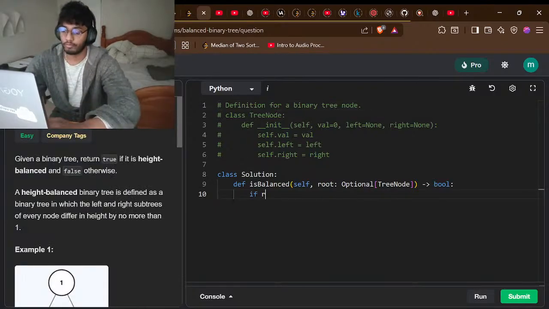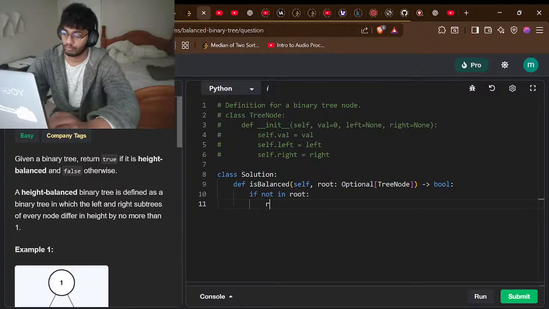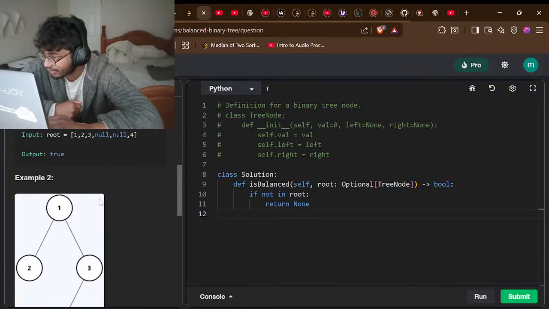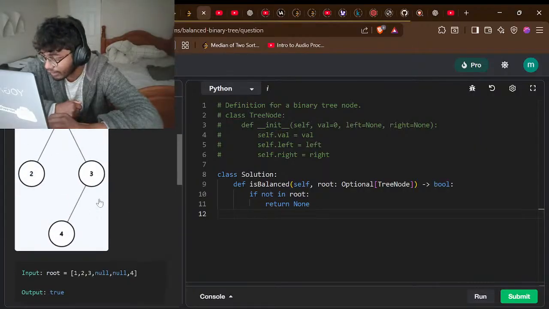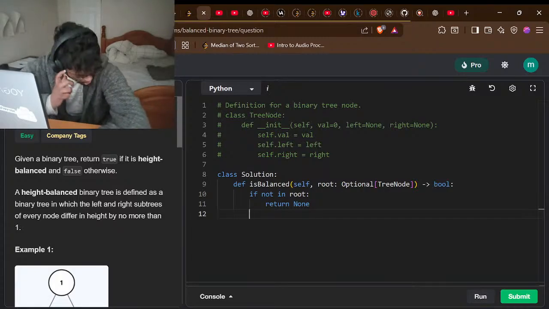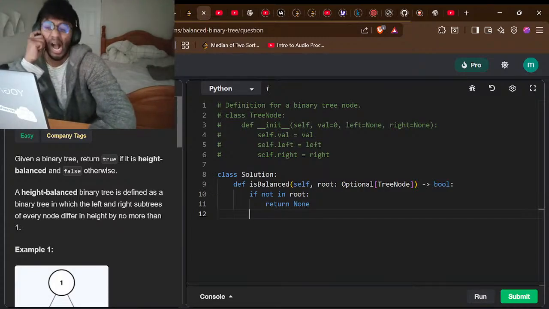So if this is the starting line of the code, and for else balanced, how do I find if it's balanced? Height balanced, so I need to go check.